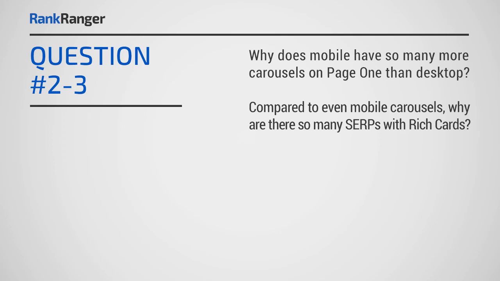And the second question is, of all the carousel formats Google prefers on mobile, rich cards are way more preferred on mobile than traditional carousels, right? The traditional carousel in the US is, I think, we just saw about 2.5%, right? And then you're talking about rich cards at 6.5%. Google definitely prefers rich cards to the traditional carousel that you see on mobile. And the question is, why?